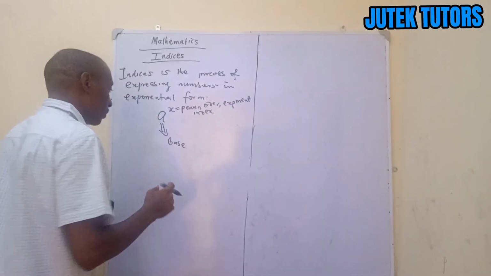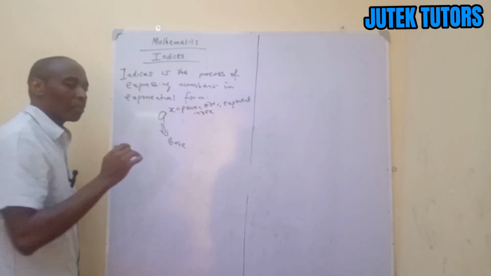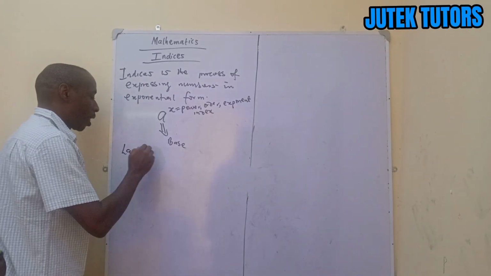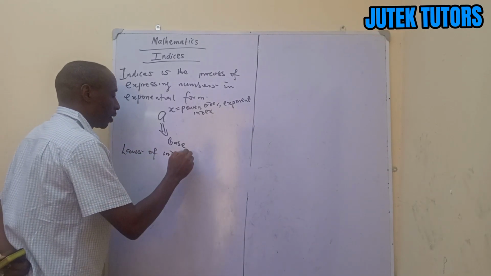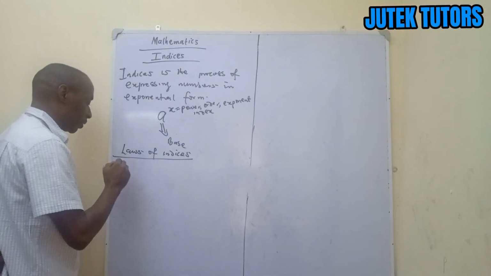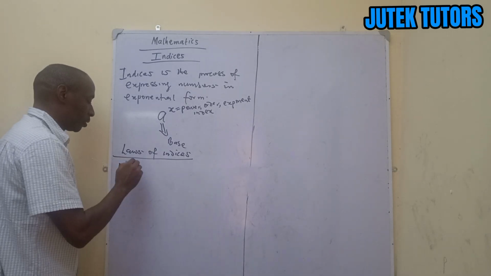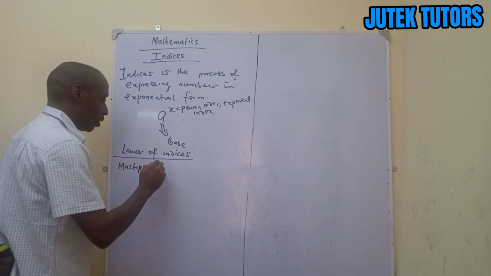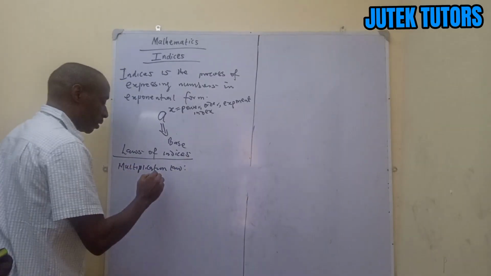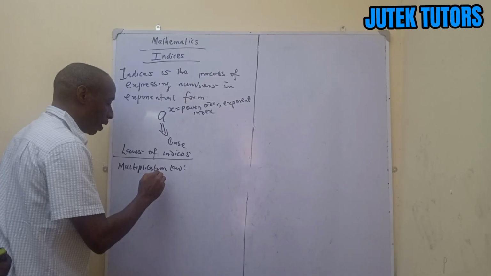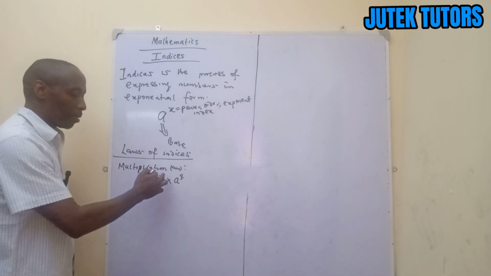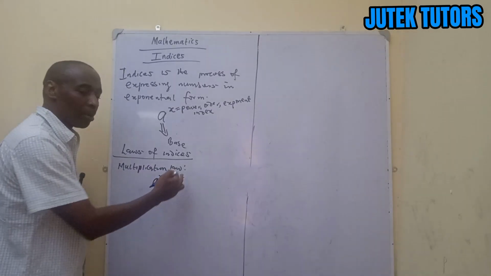Let's look at the first law, which we call the multiplication law. In the multiplication law, we have, for example, a raised to power x multiplied by a raised to power y.